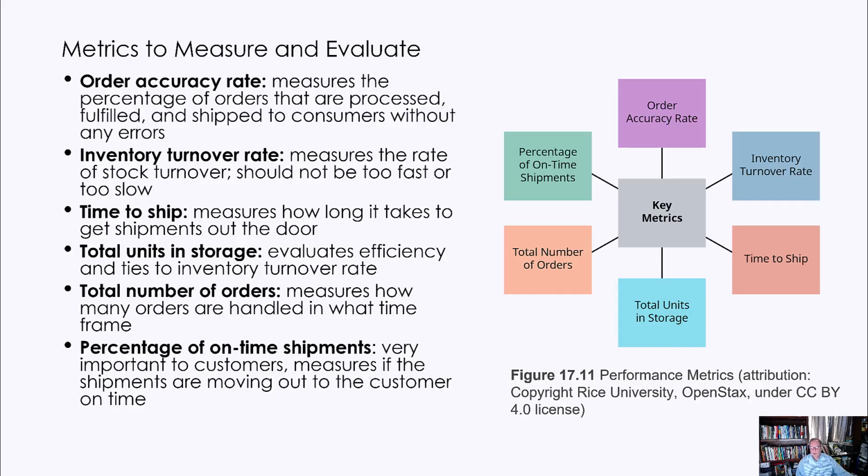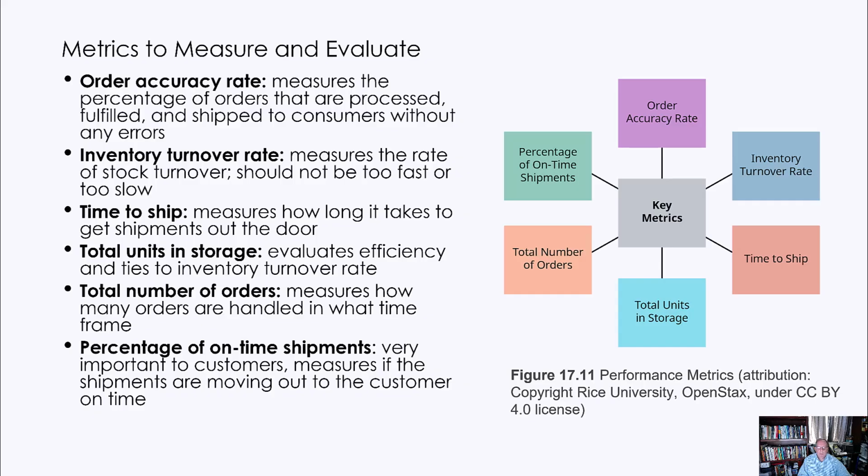And we're going to track all of these different distribution channels with a lot of different key performance metrics or key performance indicators. We're going to look at order accuracy rate. We're going to see, are our orders accurate? What is the inventory turnover rate? How much time does it take to ship? How many units are we holding in storage? Because inventory being held in storage is not an efficient use of capital. And so we've got to turn that inventory over fast.